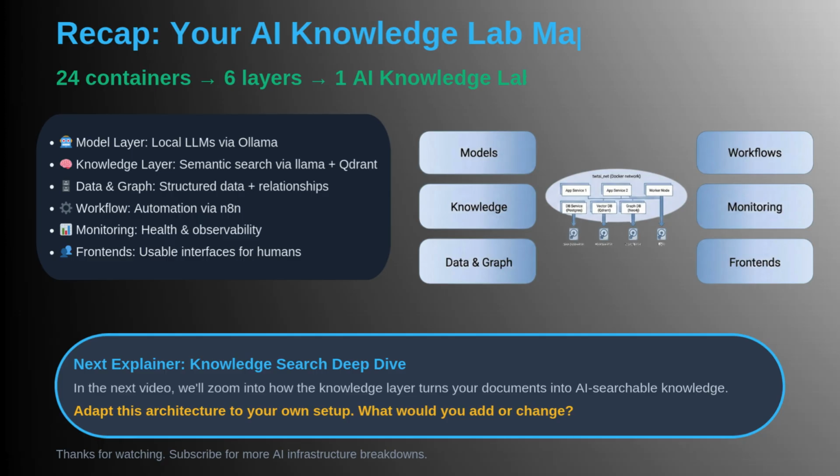The model layer runs local LLMs. The knowledge layer turns documents into searchable knowledge. The data and graph layer handles structured information and relationships. The workflow layer automates how new content moves through the system. The monitoring layer keeps everything observable. And the frontends are where you and other people actually use the lab.